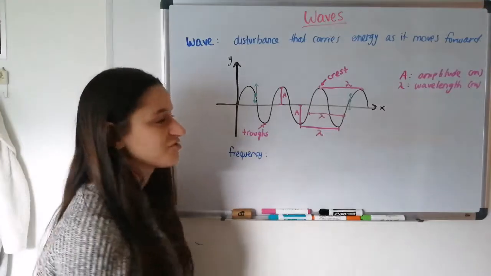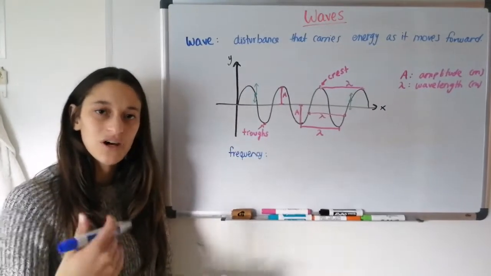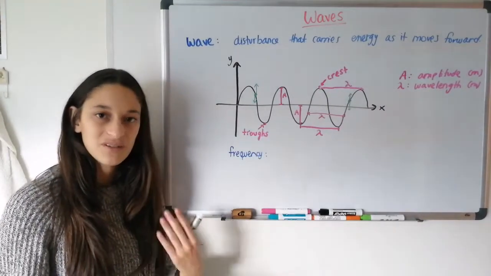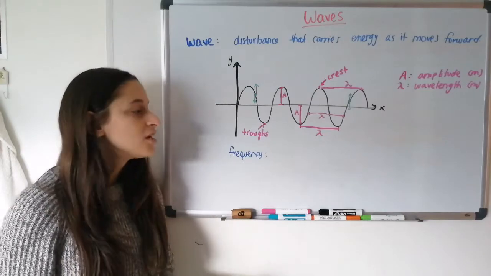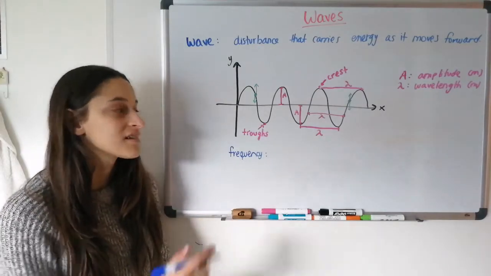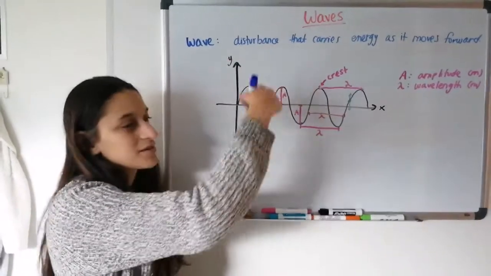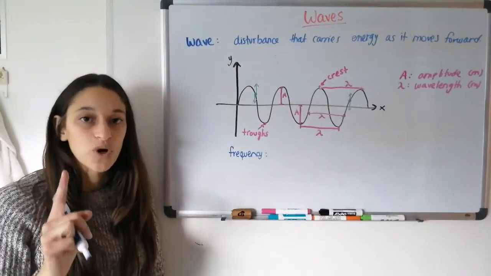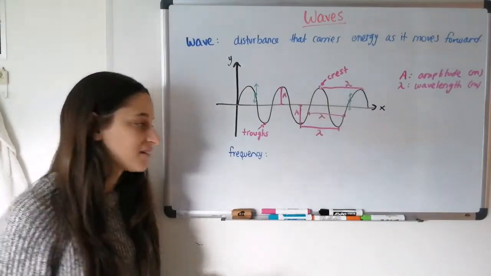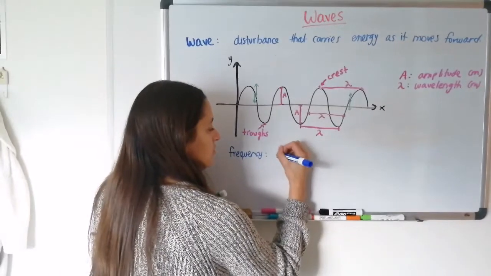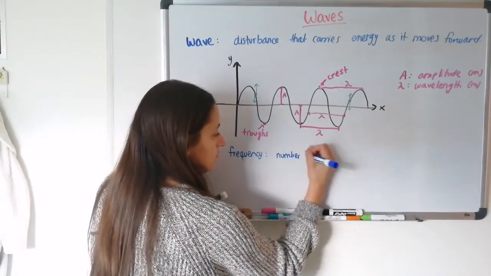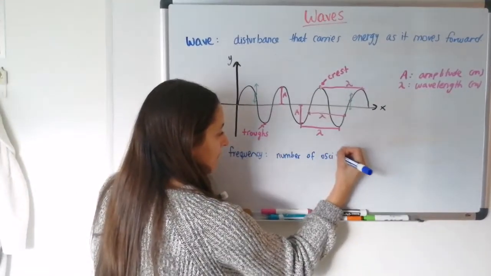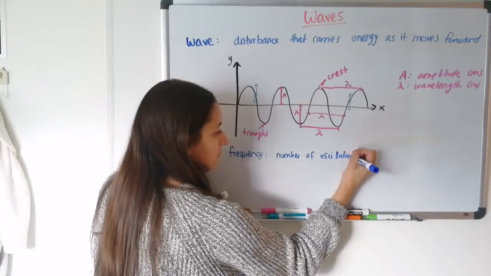Frequency. So you've heard this before. Frequency is how many times you see something in a period of time. So for waves, frequency is defined as how many complete oscillations there are in 1 second, so number of oscillations per second.